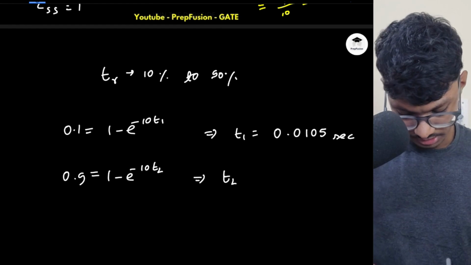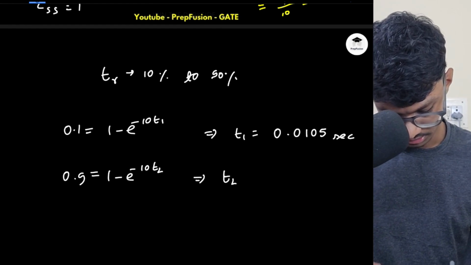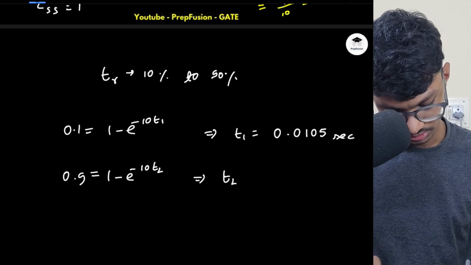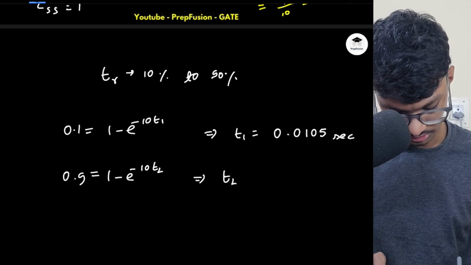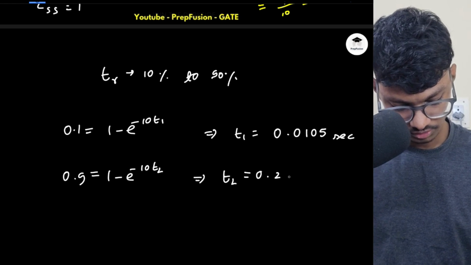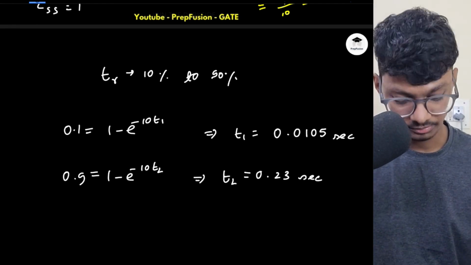So T2 will be, this is 0.1 divided by 10. Okay, now first I have to do 0.1 and then I have to do ln, then divide by 10. So this will be 0.23 seconds.